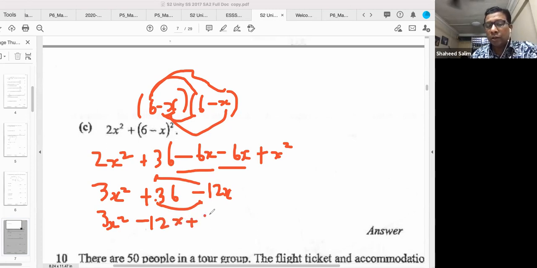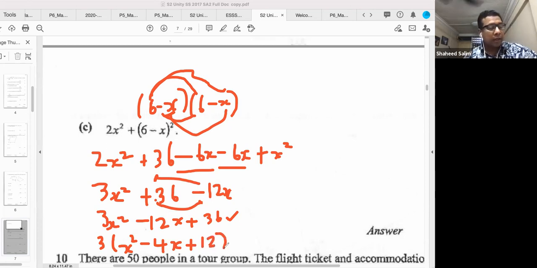Plus 36. Now this is good enough, but the answer key should have further factorization, simplification. All of them can divide by 3, so they did it like that. So that's the answer. You can see, right? They removed the 3 on the outside. To me, I think this is good enough, but this is an even better answer.